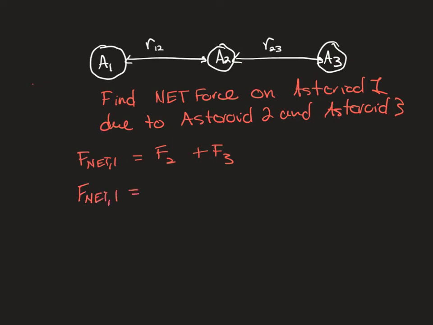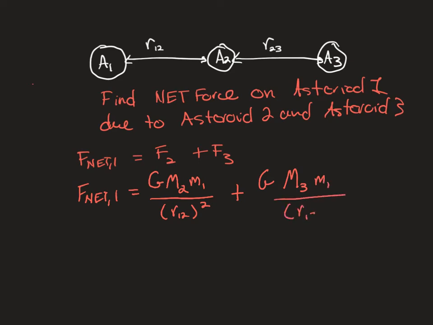Alright, so let's sub in our new equation for the force due to gravity. So the large m in this case would be asteroid 2, and the little m in this case would be asteroid 1. And we're going to divide by the distance between them squared. For our second term, the large mass would be asteroid 3, and the small mass would be asteroid 1. And then we're going to divide by the distance between them, and we have to be careful here, we have to get the full distance between them squared.